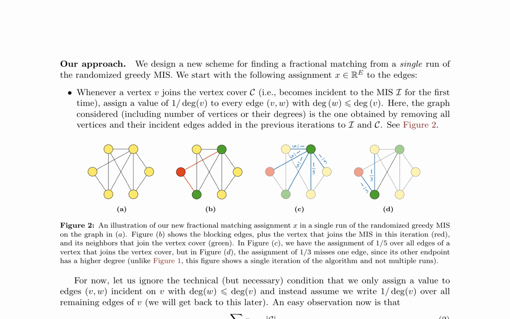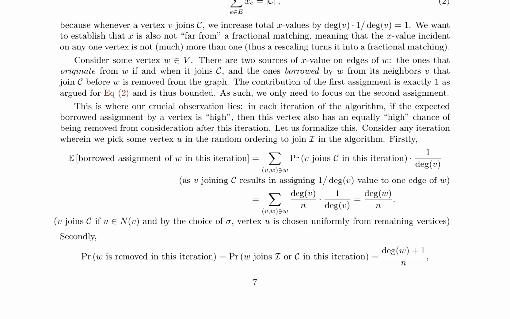The key observation is that in each iteration of the algorithm, if the expected borrowed assignment by a vertex is high, then this vertex also has an equally high chance of being removed from consideration after this iteration. The expected borrowed assignment of a vertex W in an iteration is bounded by the probability of W being removed in that iteration, as shown in equation 3. This leads to a probabilistic question of upper bounding the total borrowed assignment of a vertex W over all iterations, subject to the condition that the expected loss in each step is upper bounded by the probability of terminating the experiment at that step.